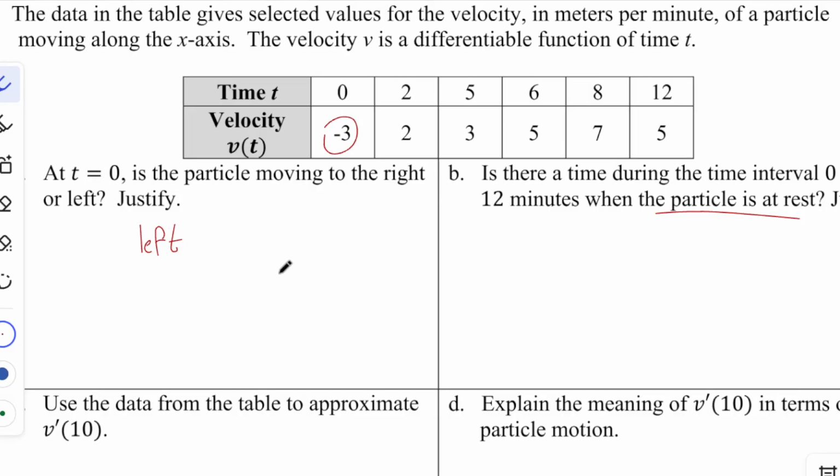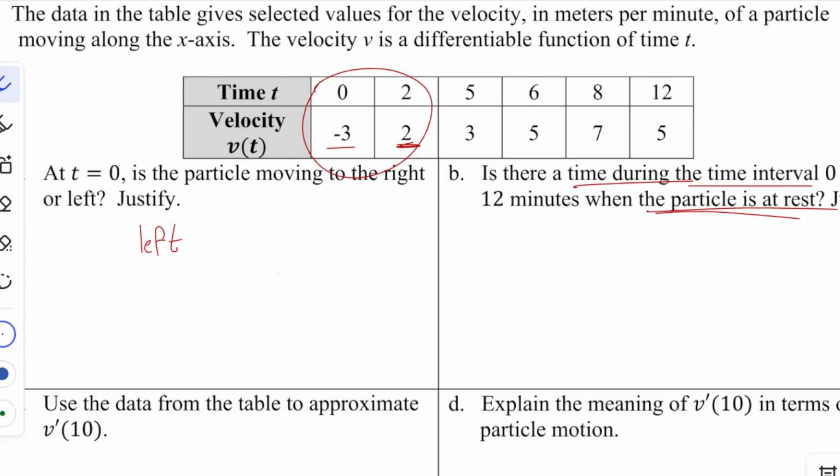Yeah, if there's any change in direction, that means it had to stop momentarily. So at some time between 0 and 2, the velocity changed direction. It was traveling backwards and it changed to moving forward. So somewhere in there, it must have stopped for a second to change direction.